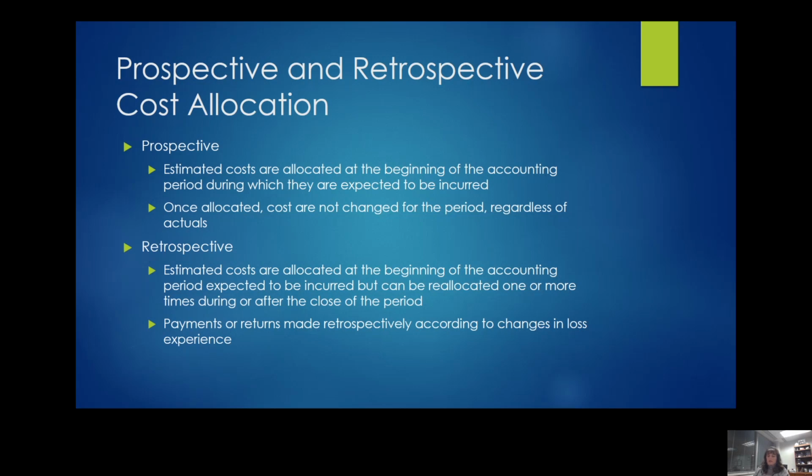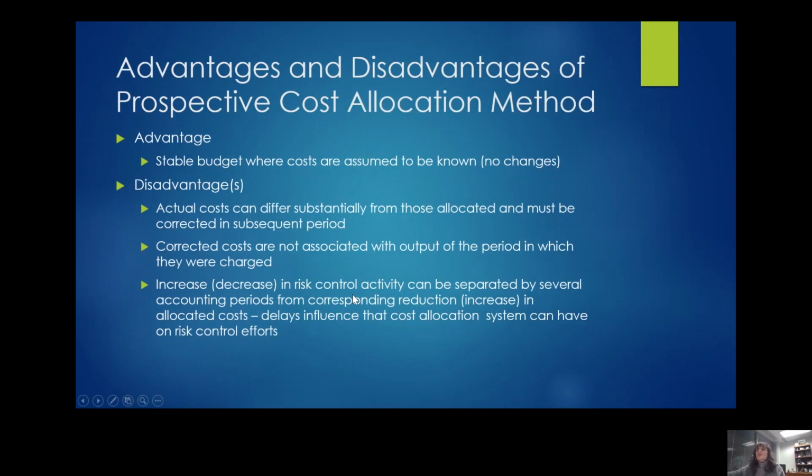With retrospective, their primary focus would be on allocating actual experience, because they can go back and charge you if things are better or worse. And their secondary focus would be on what's the potential exposure. A little bit more focus on actuals retrospective. So what are the advantages and disadvantages of each?